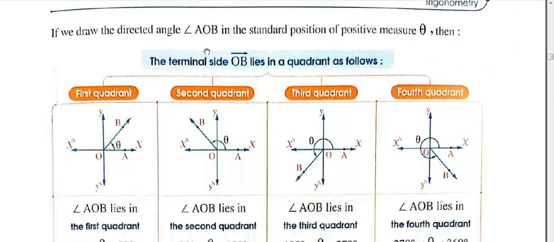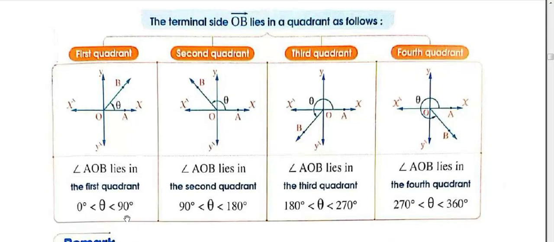If we draw the directed angle AOP in the standard position of positive measure theta, then the terminal side OP lies in a quadrant as follows. Here, first, because theta is more than 0 and less than 90 degree; OP in the second quadrant, OP in the third quadrant, OP here in the fourth quadrant.